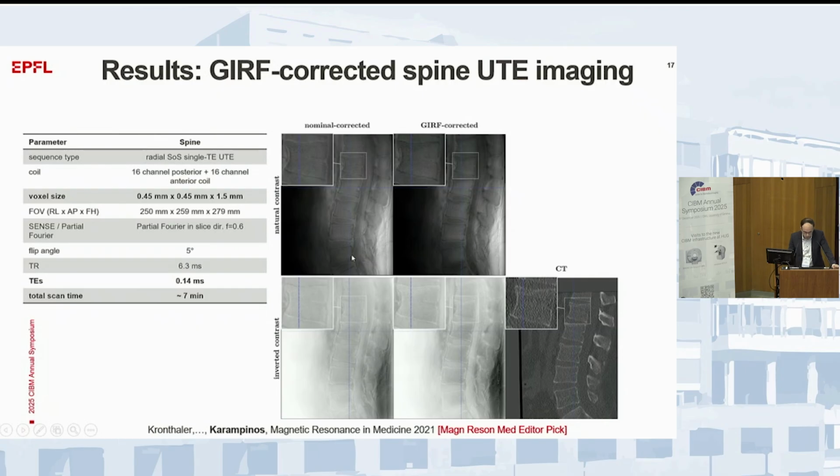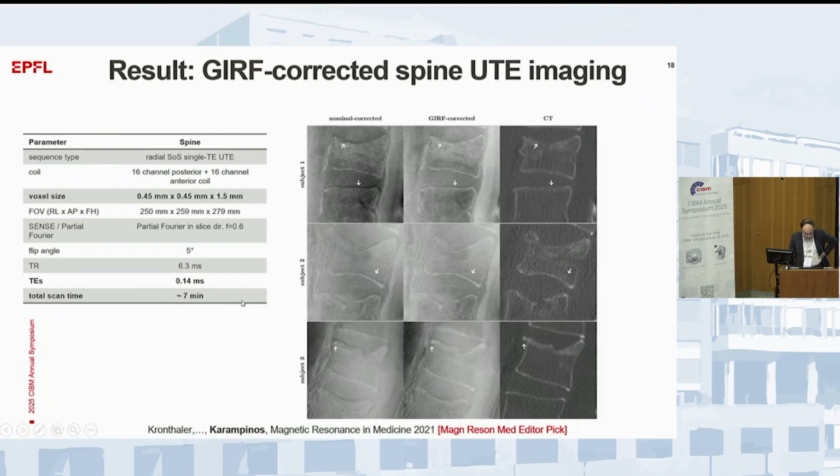What you do many times is you invert the contrast, so you go to the images on the bottom, and there you can see that we have a much better delineation of the cortical structures of the bone in the context of the GIFT-corrected acquisitions, a much better comparison to CT. This is an acquisition with a radial stack of stars acquisition with a total scan time of the order of 7 minutes. Just looking at some focus images here, these are patients that have had vertebral fractures.